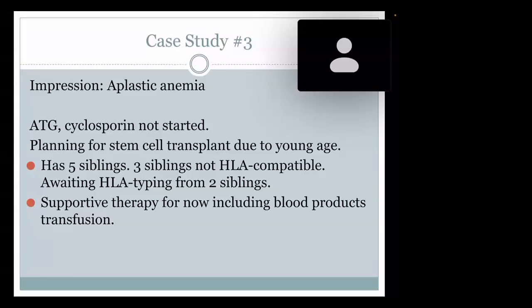Due to her young age, ATG and cyclosporine are not started. The first line will be the stem cell transplant. She has 5 siblings. We tested 3 siblings and they are not HLA compatible. 2 siblings have already taken the HLA typing as well. Hopefully the remaining 2 siblings have a compatible HLA typing, so she could be sent over to Hospital Ampang for stem cell transplant. She is currently still in the ward for supportive therapy, including blood product transfusions as well as antibiotics for neutropenic sepsis.